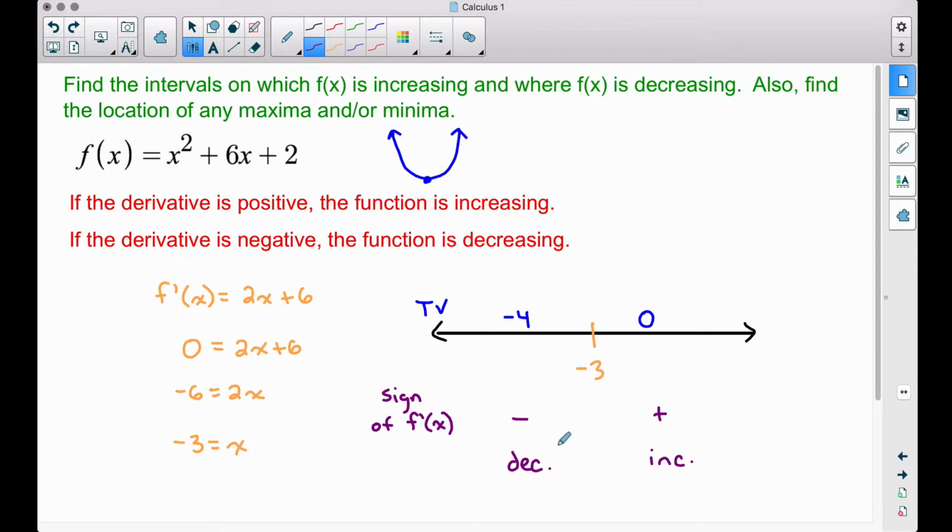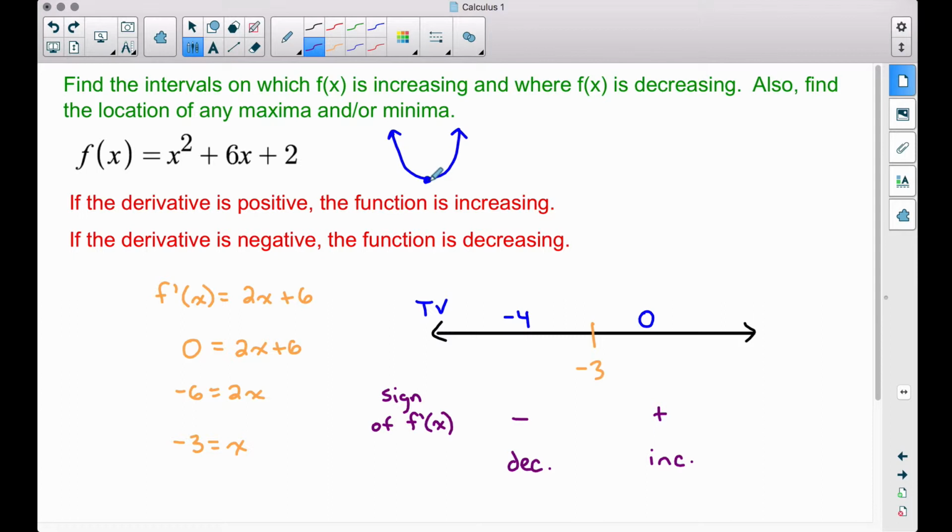So we already have our spots where our function is decreasing and increasing. The function is decreasing on the left side of -3, hence this part right here. Notice as I move my pen from left to right, my pen is going down. Hence, we have a decreasing spot. On the right side of -3, that's going to be this spot right here.